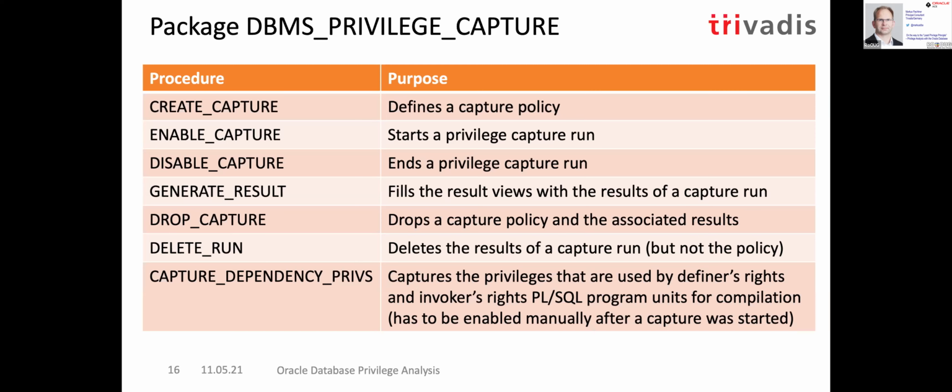How is the workflow for such an analysis? First thing is to create a capture. It's kind of a rule set for which database activities are captured. We'll go into detail later. Enable capture means you start this capture and then you have to do your tests. Disable is the opposite. You end the capture, and then you fill your result views with a generate result procedure.